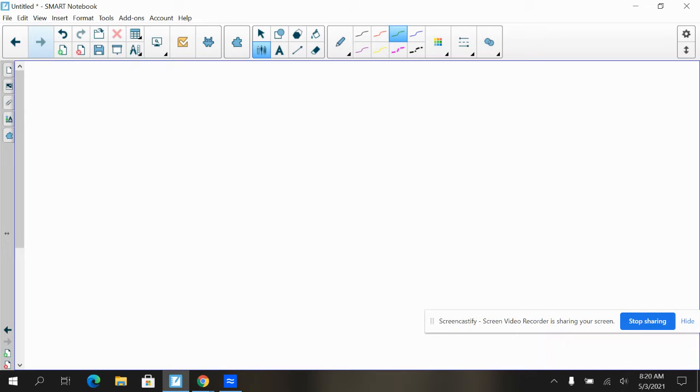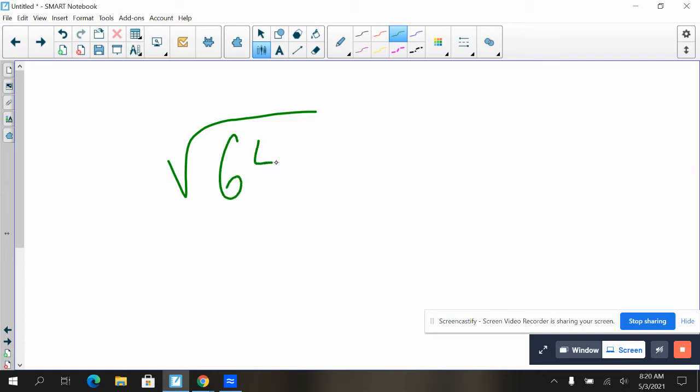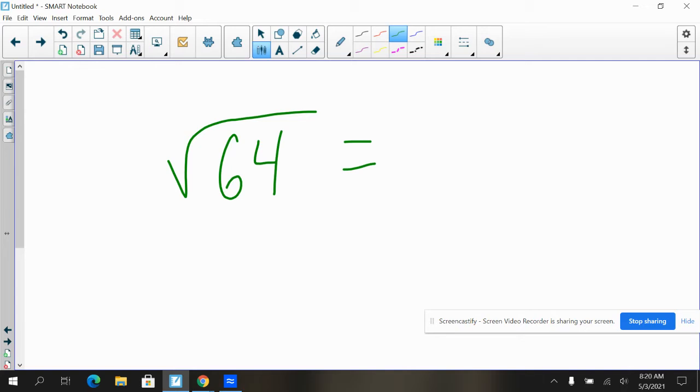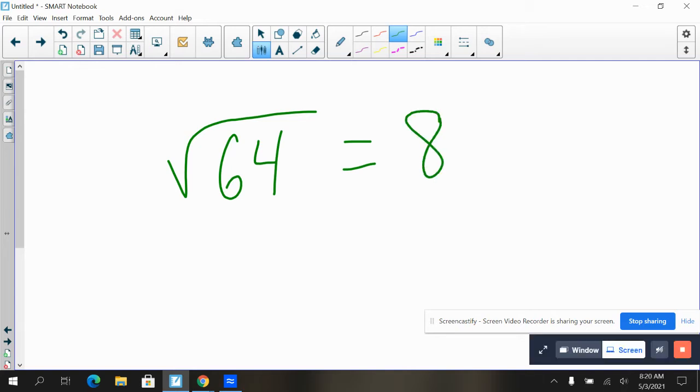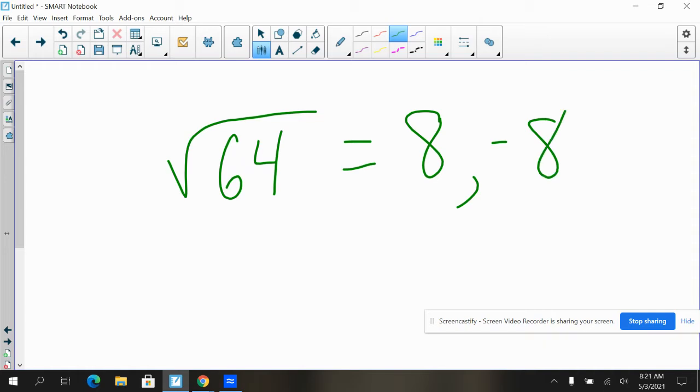Let's talk about squares. The square root of 64 is what? Can it be negative 8? Based on what I've said so far, what do you think? Benson says no. Anybody else? Cole, what do you think? No? Logan says yes. Why do you think yes, Logan?